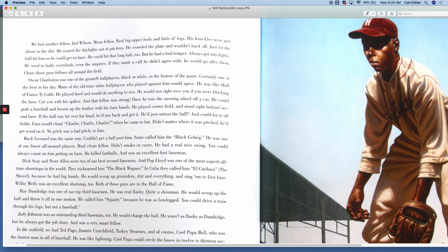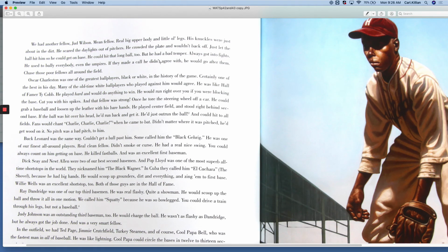We had another fellow, Judd Wilson, mean fellow, real big upper body and little old legs. His knuckles were just about in the dirt. He scared the daylights out of pitchers. He crowded the plate and wouldn't back off. Just let the ball hit him so he could get on base. He could hit that long ball too, but he had a bad temper. Always got into fights. He used to bully everyone, even the umpires. If they made a call he didn't agree with, he would go after them, chase the poor fellas all around the field.